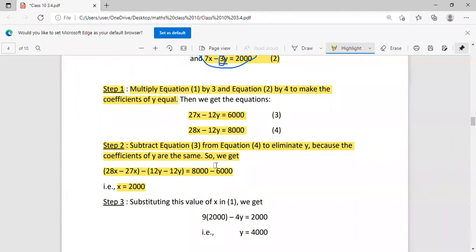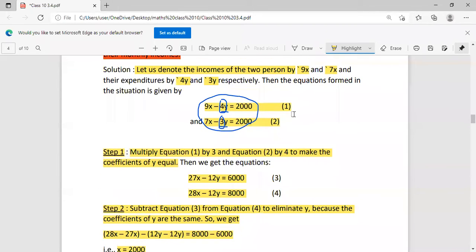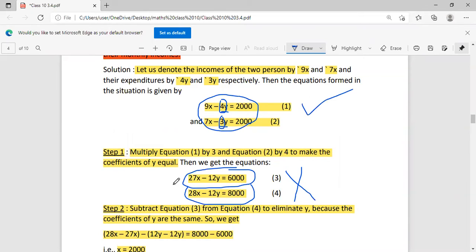Now we got the value of x. We can substitute it in step 3. We can substitute this value of x in equation 1 or 2. That is according to your wish. But preferably not to use equations 3 and 4. Do you know why? Look at these equations. They are much bigger. So if you substitute the value of x in there, it will be a lengthy process to find the value of y. So it will be preferable to apply the value of x either in equation 1 or in equation 2.